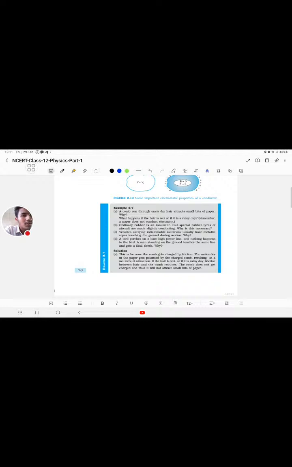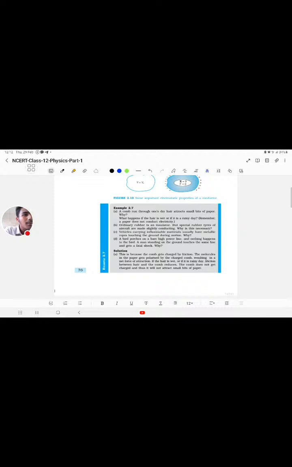Why? Because the comb gets charged by friction, the molecules in the paper get polarized, resulting in a net force of attraction. If the hair is wet or if it is a rainy day, friction between hair and the comb reduces and the comb does not get charged.